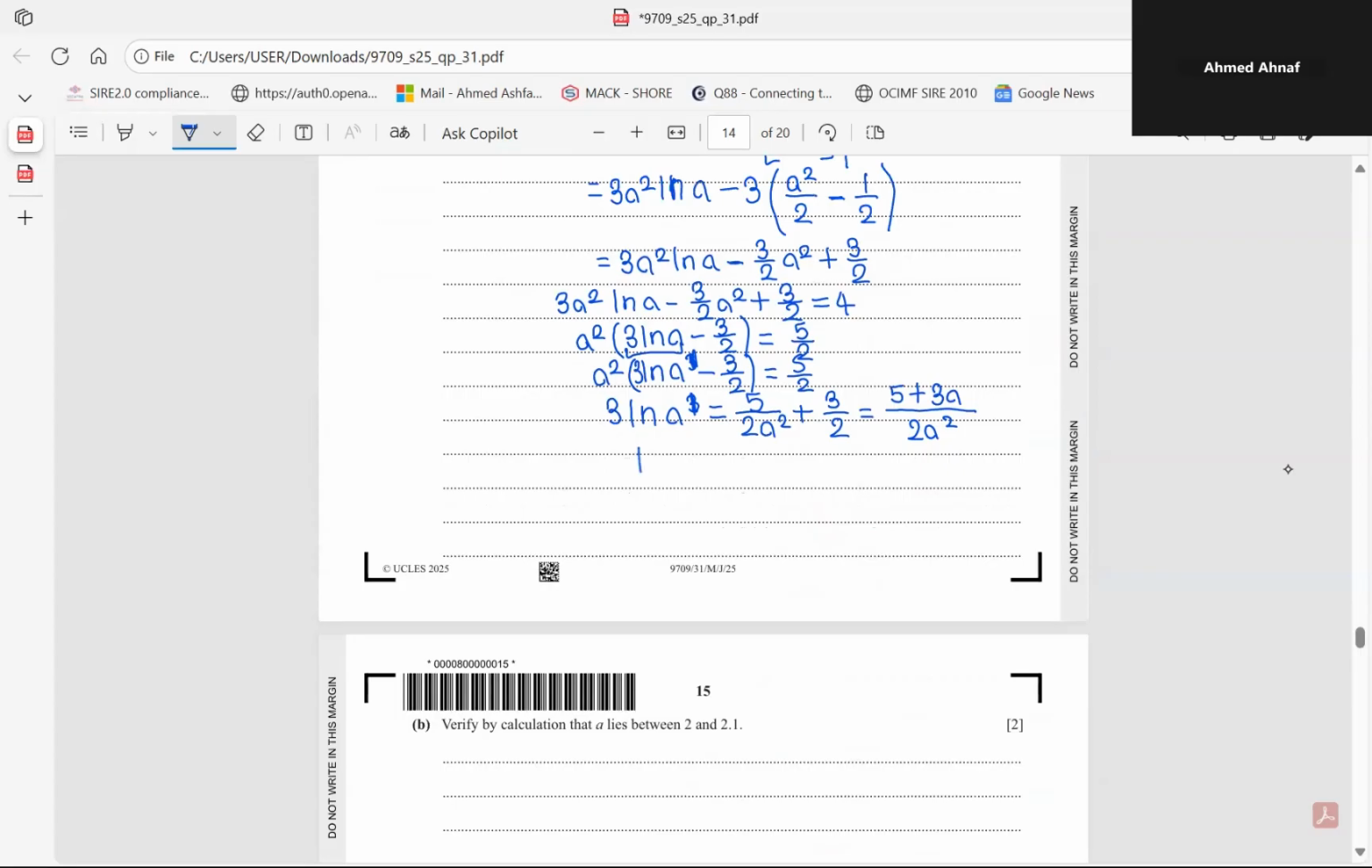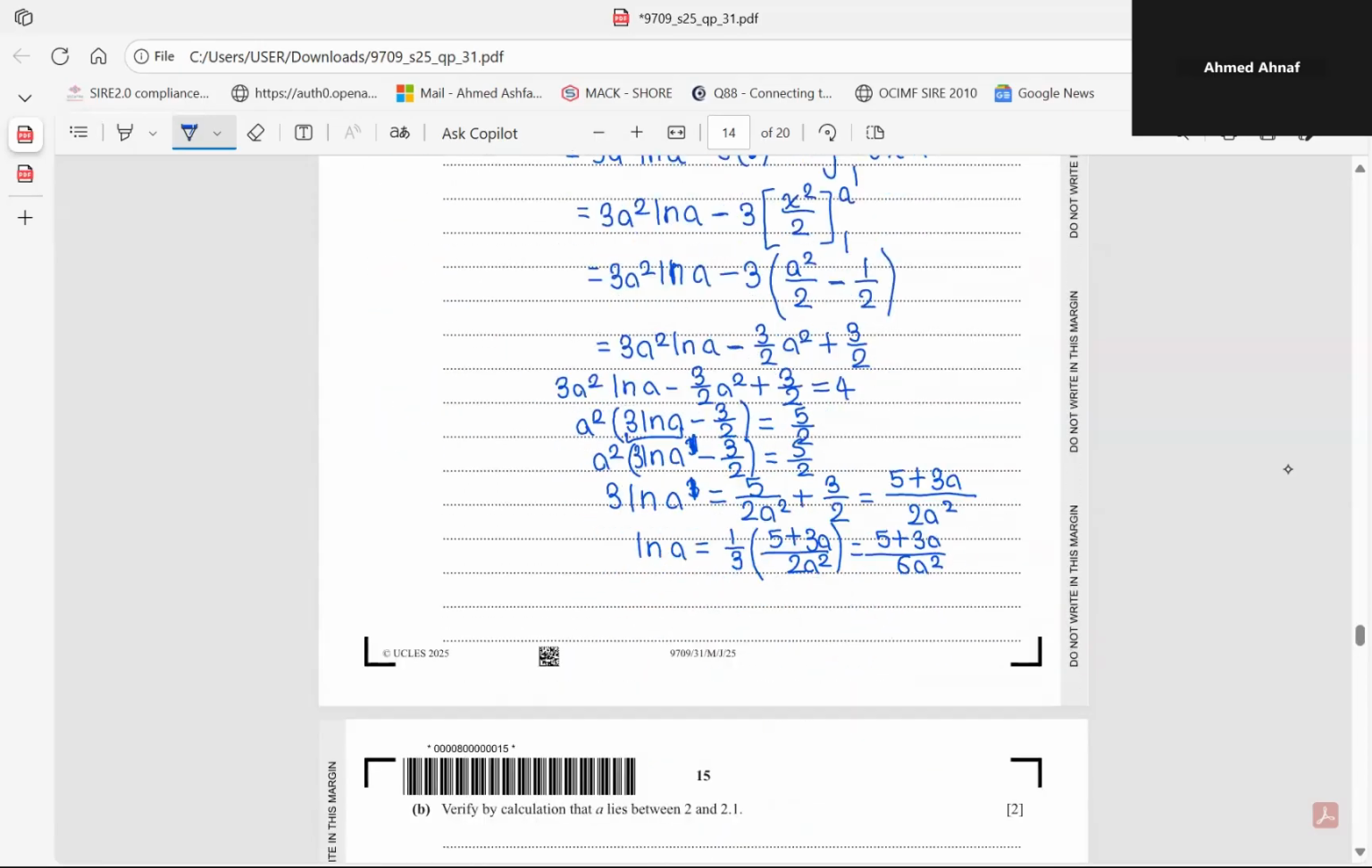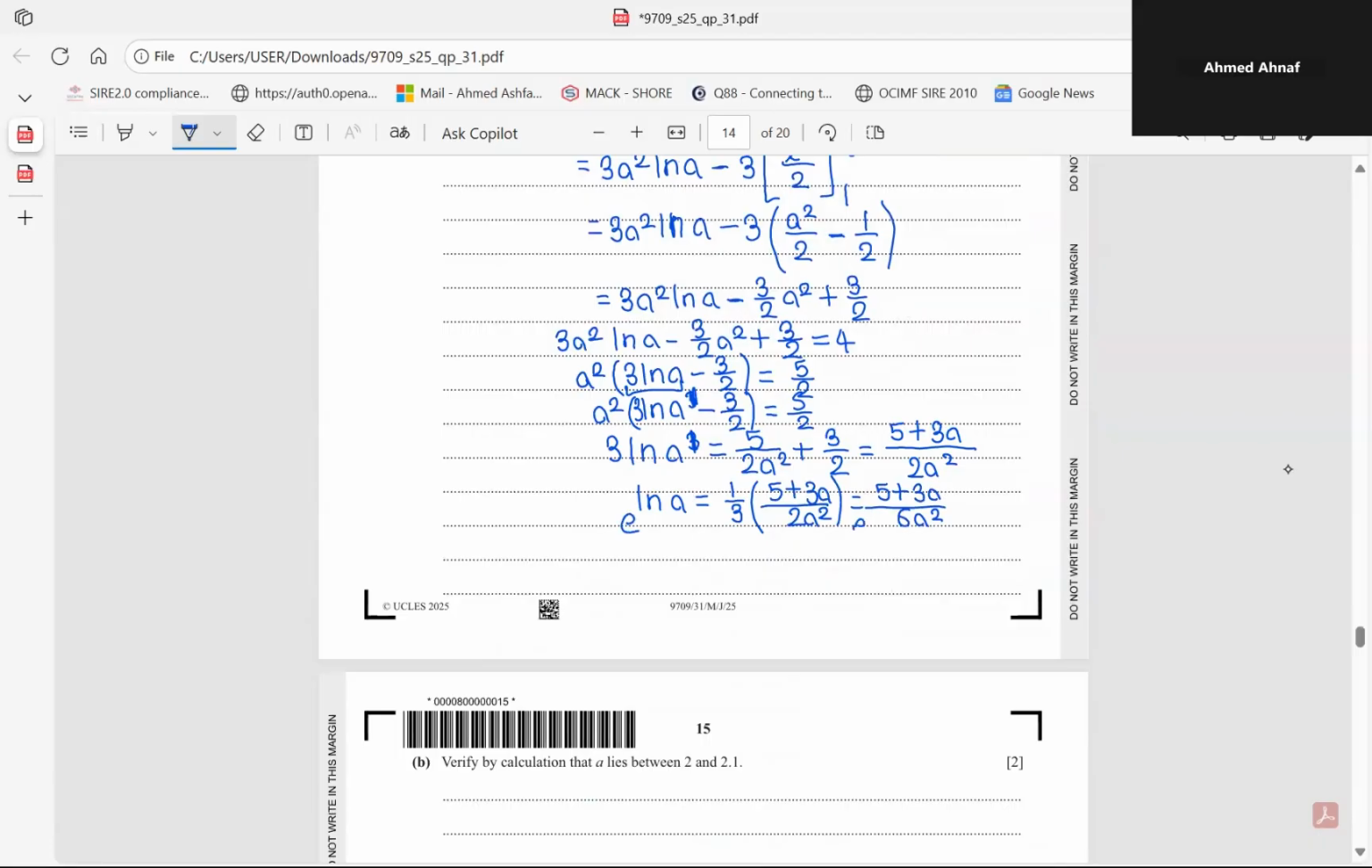Okay, and then ln a is 1 over 3 divided by 3 on both sides. This would be 5 plus 3a over 2a squared, which is 5 plus 3a over 6a squared. Okay, and take e on both sides. So you only have a equals e to the exponent, bracket this whole thing.